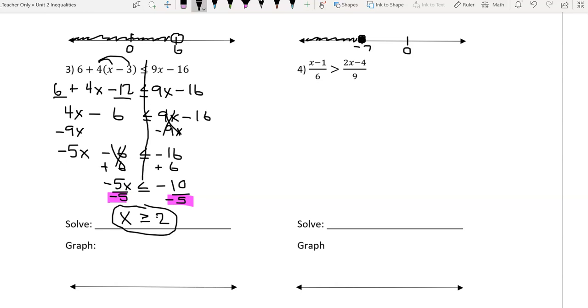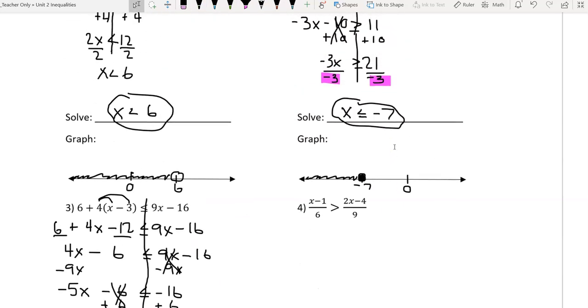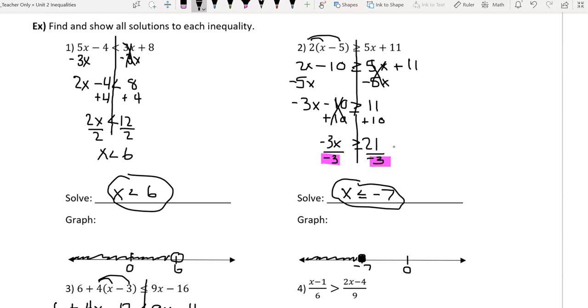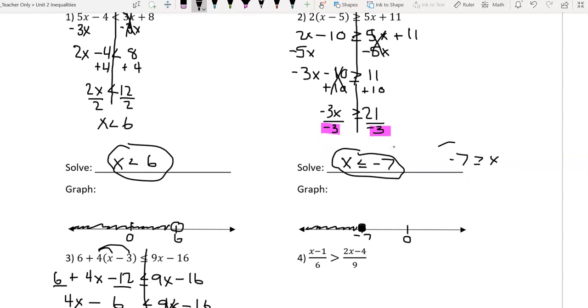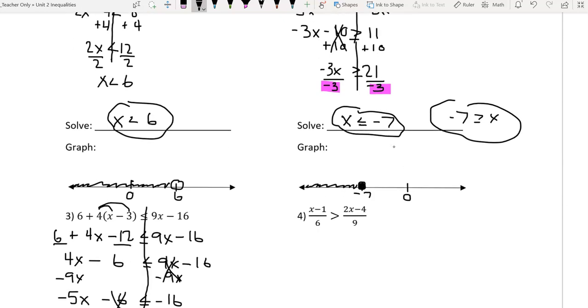And I'll write the answer too, if you had the variable on the right. This is what you would get if you left x on the right side. So both of these are correct answers. Okay, so here I'll go back up to this one as well. If you left it, this would be your answer. Both of those are correct as well too. All right.